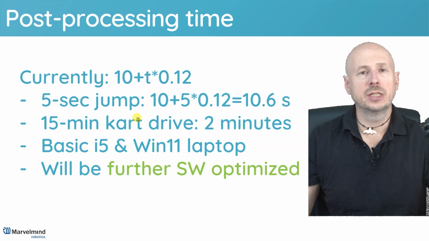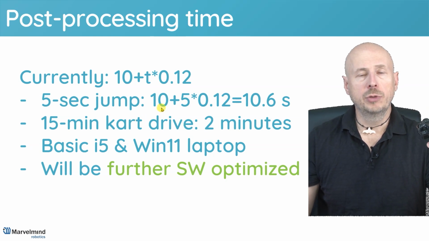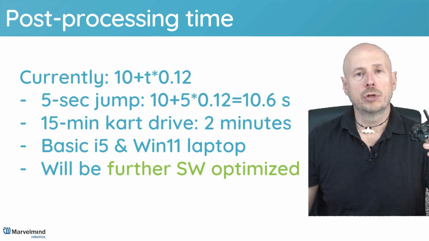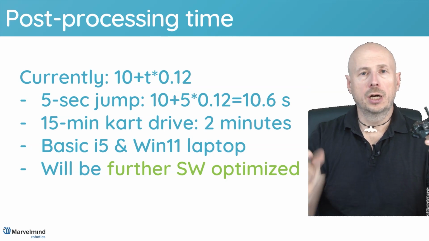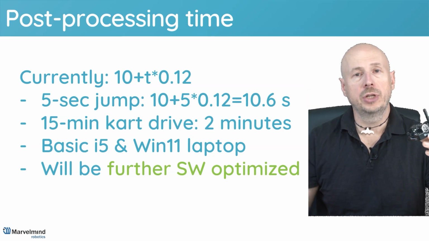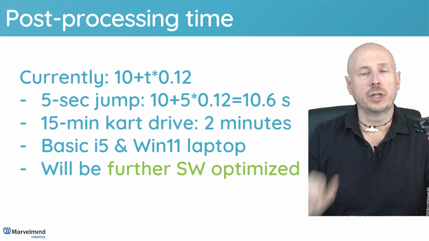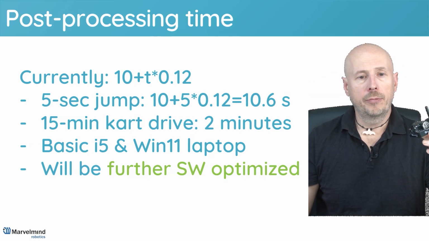If you have 15 minutes card drive, then it will be 10 seconds plus 15 minutes multiplied by 0.12, so resulting around 2 minutes. So after 2 minutes, after 15 minutes track, you will have your perfect less than 2 centimeters accuracy, 100 Hertz update track, which you can play, see the core curves, everything. And it's done on the basic laptop, as I said.